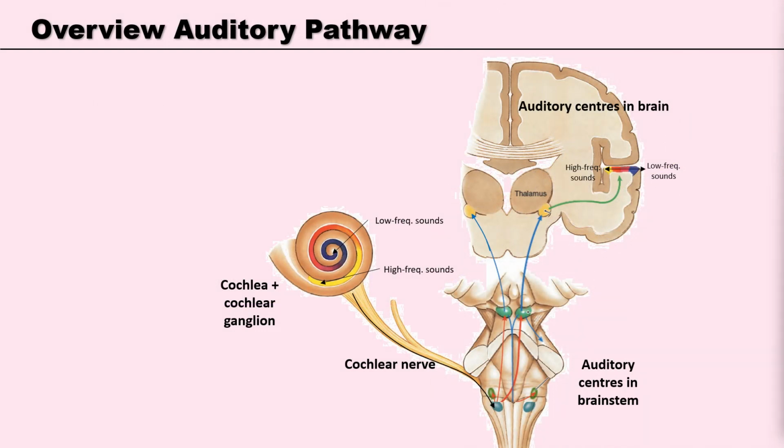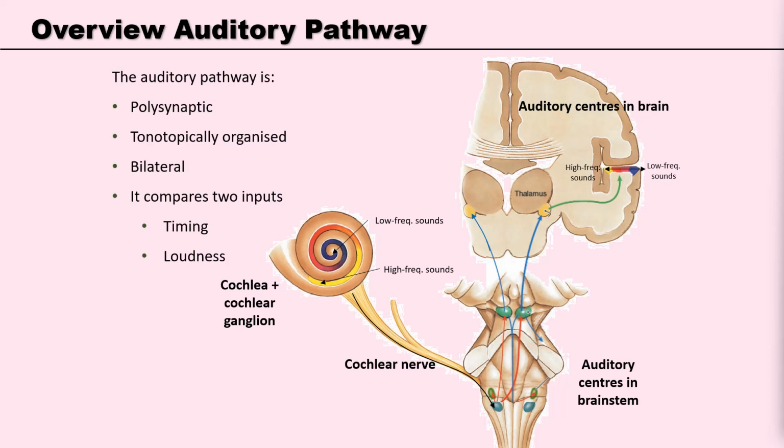Here is an overview of the auditory pathway which we will cover today. The auditory pathway is polysynaptic and topographically organised. We can see this on the image. Looking at the cochlea, the low frequency sounds are transmitted from the apex of the cochlea, whilst the high frequency sounds are transmitted from the beginning of the spiral. We know these regions have cochlear fibres, so we know that these fibres synapse and eventually make their way to the thalamus. The thalamus will distribute these to different regions of the temporal cortex, and we will look at this shortly.